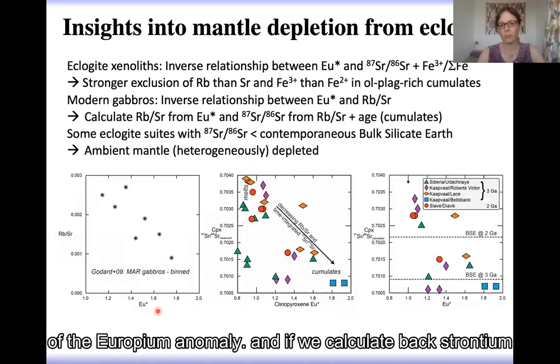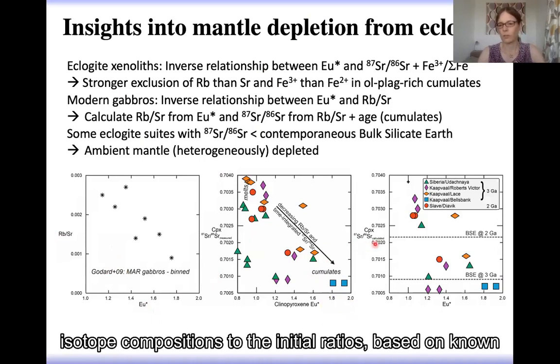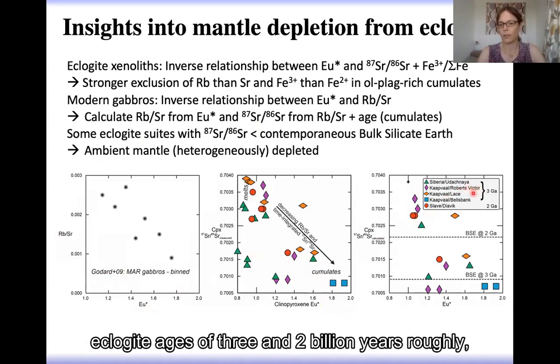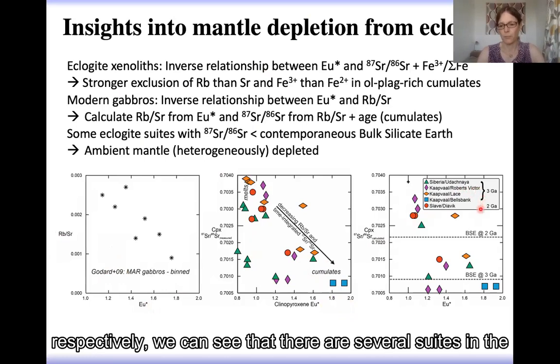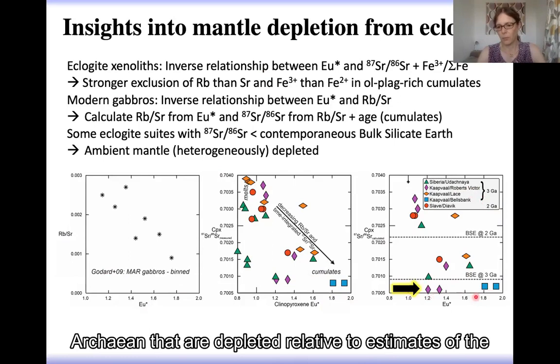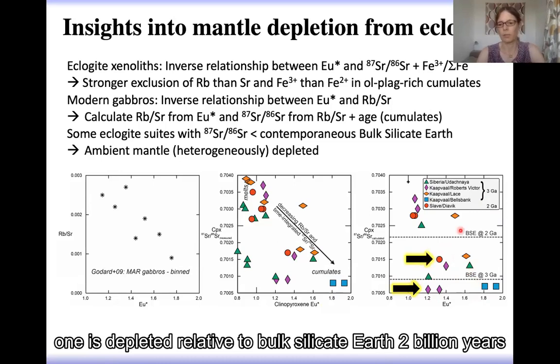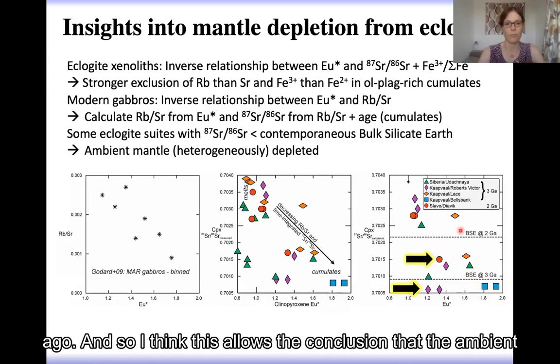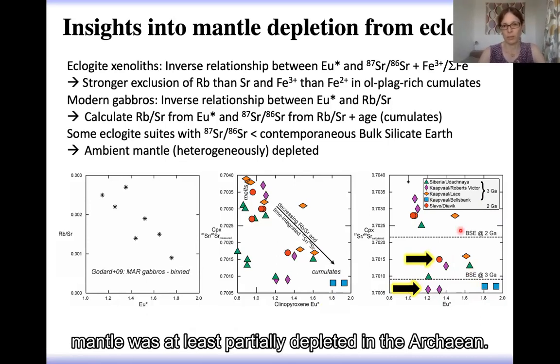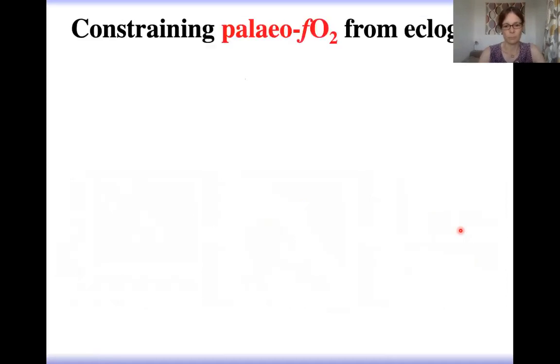And if we calculate back strontium isotope compositions to the initial ratios based on known eclogite ages of 3 and 2 billion years roughly, respectively, we can see that there are several suites in the Archean that are depleted relative to estimates of the bulk silicate Earth, and certainly the Paleoproterozoic one is depleted relative to bulk silicate Earth 2 billion years ago. And so I think this allows the conclusion that the ambient mantle was at least partially depleted in the Archean.